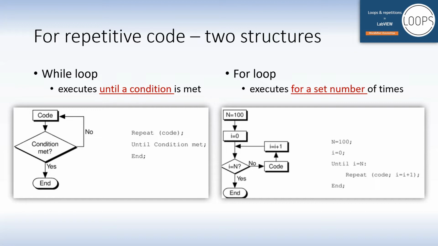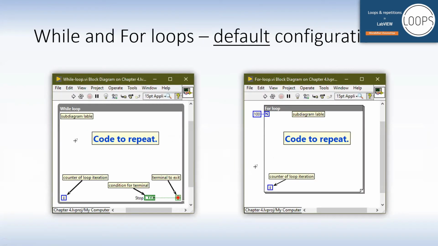But in a for loop, it does not require conditions. Instead we give some number to that loop, and the code inside that loop runs for that particular number of repetitions. For example, here I suggested n is equal to 100, and this code will run 100 times. After 100 times is finished, this program will stop. So this is how it looks on your block diagram, right?